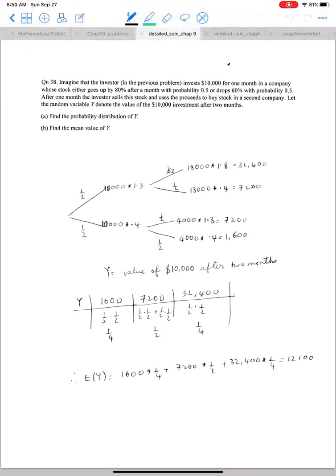Let's look at 38. So here, imagine the investor invests 10,000 for 1 month in a company whose stocks either go up by 80% after a month with probability 0.5 or drop 60% with probability 0.5. After 1 month, the investor sells his stocks and uses the proceeds to buy stocks in a second company. So we are investing 10,000 and continuing with that money, investing it first, and based on what we have, investing it a second time. So now the question is, what is the distribution of the final outcome and what is the probability? We started with $10,000, and then what do we do?